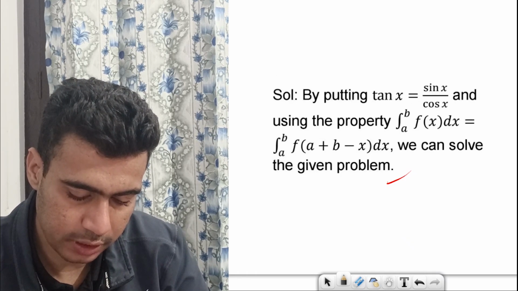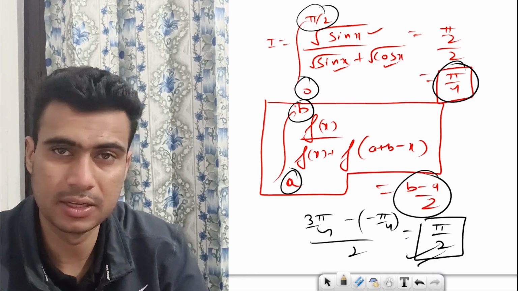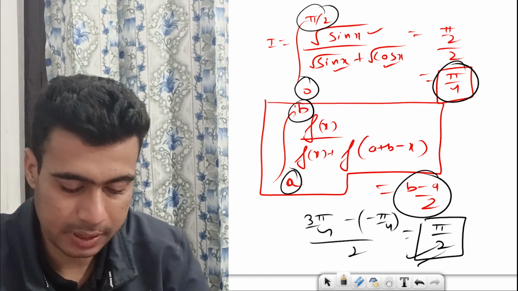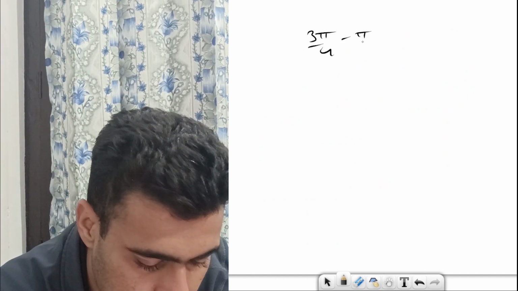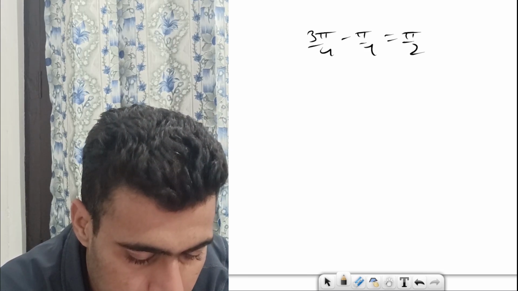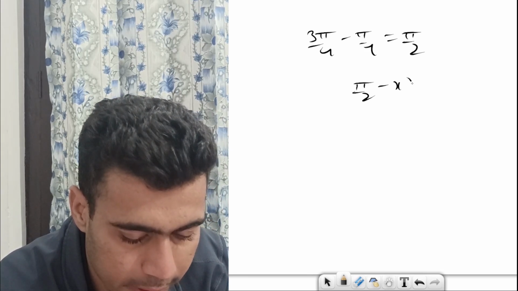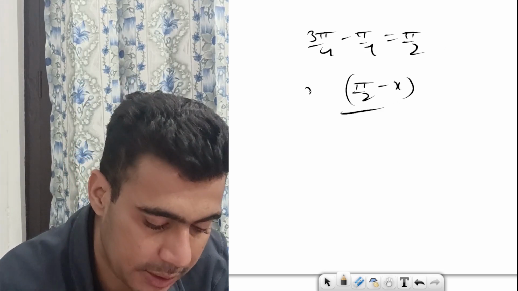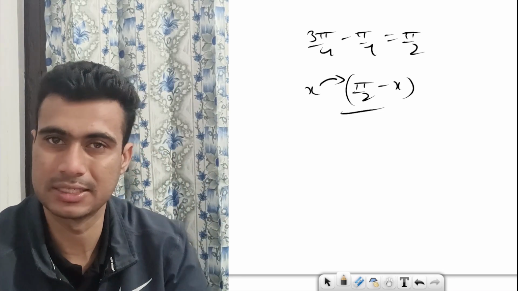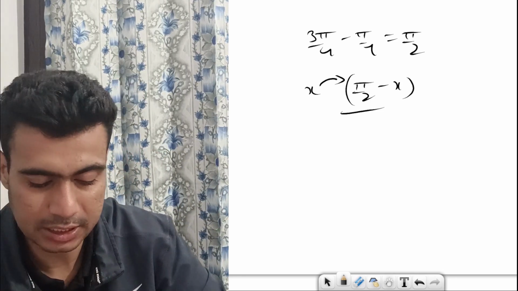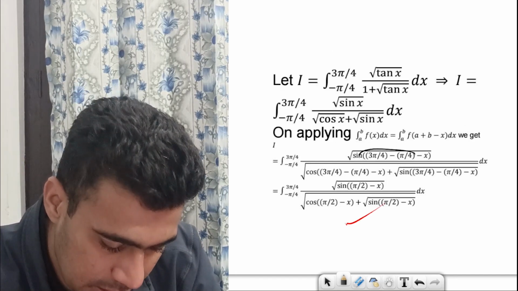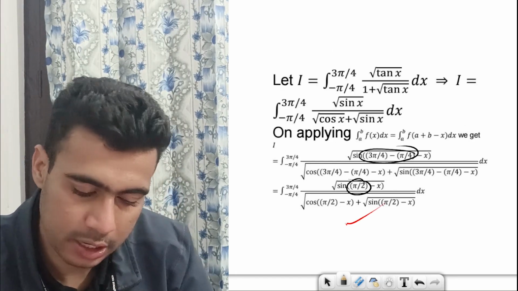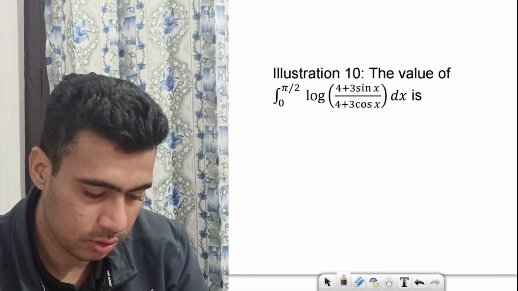Because here also, if you understand, a plus b minus x will be, I can show you here also, that 3 pi by 4 minus pi by 4 is actually pi by 2 only. So you will ultimately have pi by 2 minus x inside, so ultimately your x will be replaced by pi by 2 minus x. Okay, we are actually replacing now, so that will be a root cos x in the numerator only, fine. Here you can see this is actually becoming pi by 2 later on, fine. So this is about this.